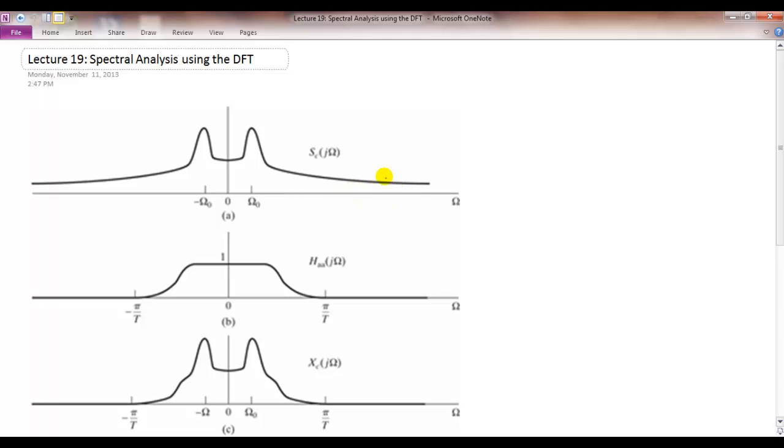So here is an example. You are given the original signal. You can assume, of course, you have to use an anti-aliasing filter which cuts off at pi by T because you are using sampling of T. So sampling period is equal to T.